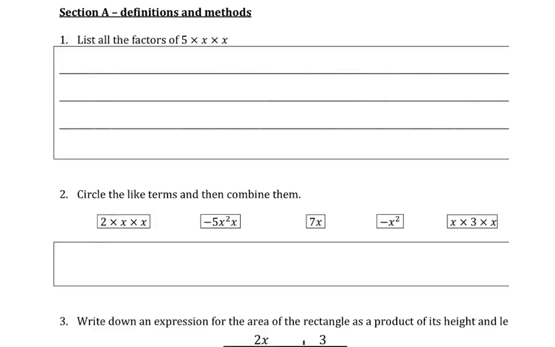This is the second assignment based on algebra. Let's look at the first question. It says list all the factors of 5 times x times x. So there are a few factors here.